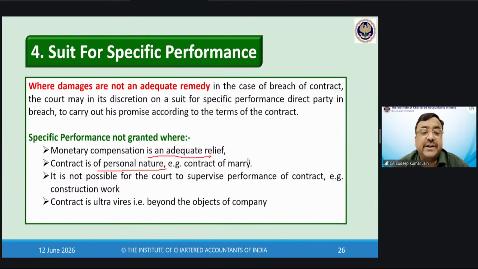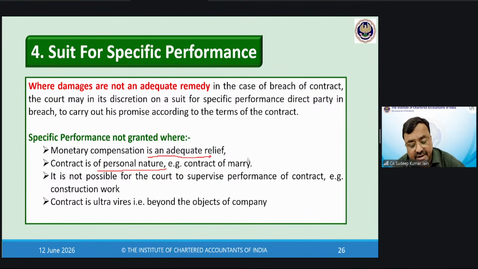And where the contract is ultra vires of the company. Companies work according to company law and their own laws, memorandum and articles. Ultra vires means beyond the power. If the contract was entered into beyond the powers of the company, then the court will not allow specific performance.